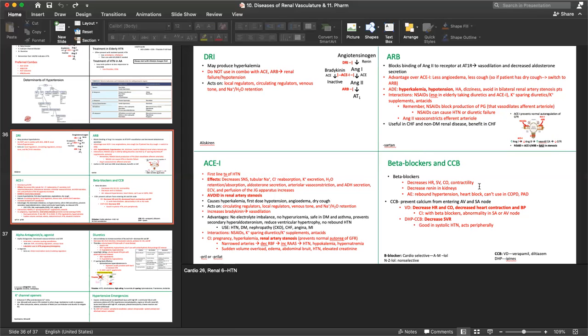Okay. Beta blockers. We're decreasing our heart rate, stroke volume, contractility, and cardiac output. It decreases the renin to the kidneys. The problem is there's rebound hypertension, could have a heart block, and you can't use them in COPD or peripheral artery disease. Calcium channel blockers decrease heart rate and cardiac output and decrease the contraction in the blood pressure. Our DHP CCBs, which are our dipines like nifedipine and amlodipine, are going to decrease our SVR. And it's good in systolic hypertension like we talked about.